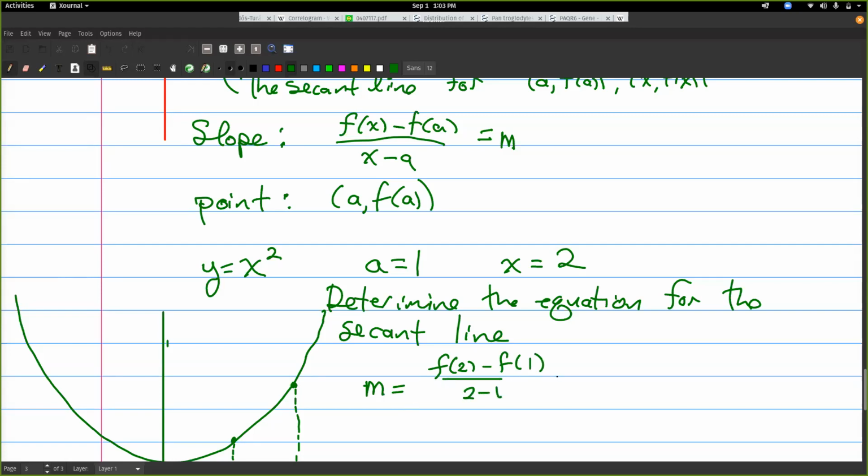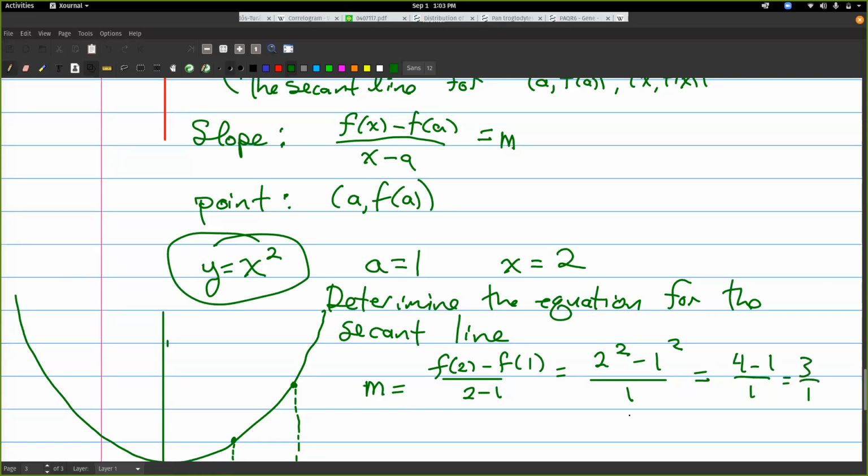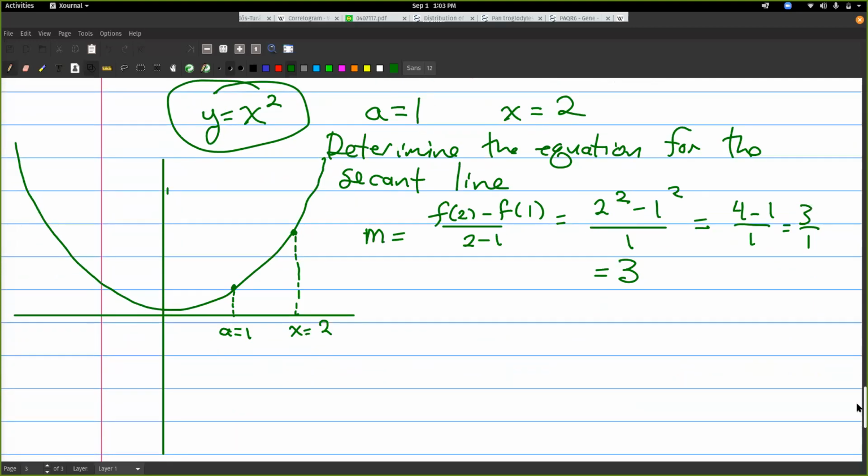So we can figure this out. The function is x squared. So this will be 2 squared minus 1 squared over 1. So that is 4 minus 1 over 1, which is 3 over 1, which is 3. The answer here is 3. Okay, so now we know the slope of the secant line.